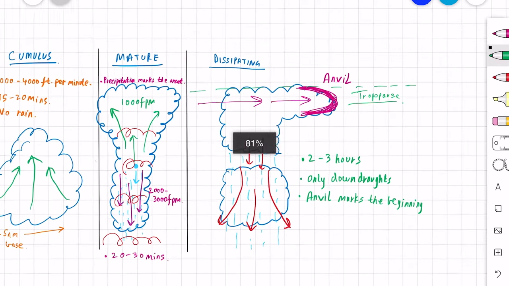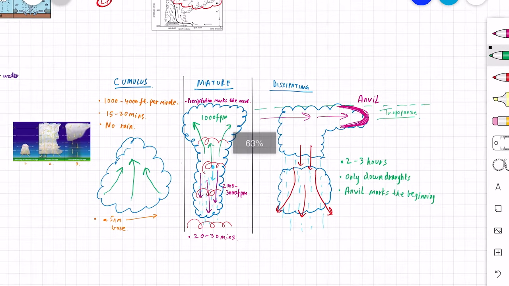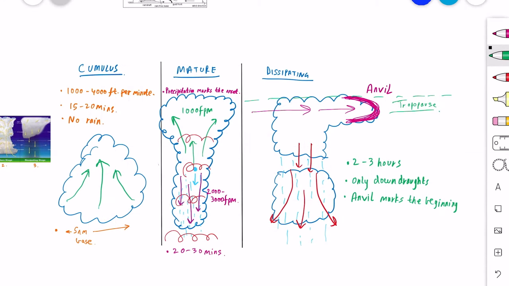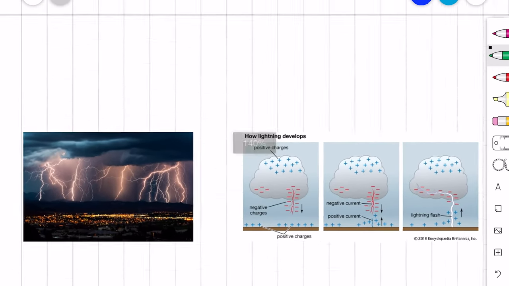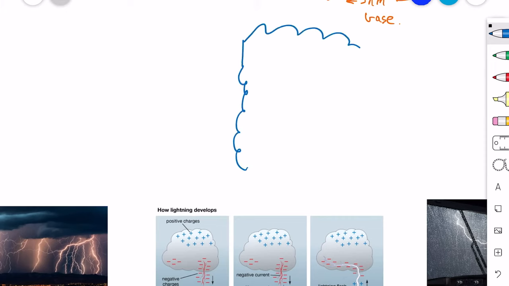Okay, so these were the three stages of a thunderstorm formation. Let's talk about some hazards of flying around a thunderstorm. The first one is lightning. We all are aware of what lightning is. Let's see how it's formed.